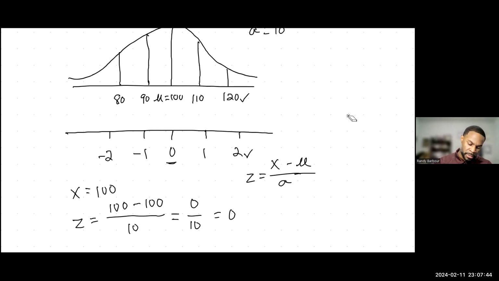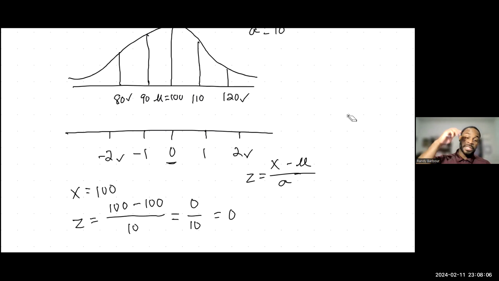Let's go 80. Z equals 80 minus 100 over 10. 80 minus 100 gives me -20 over 10. -20 divided by 10 should give you -2. Again, that's there, that's there, okay?